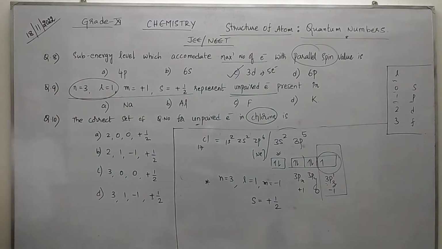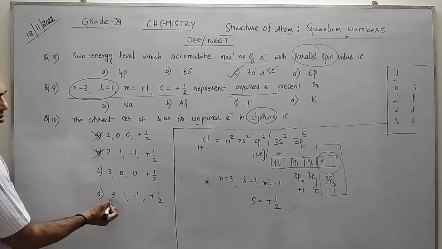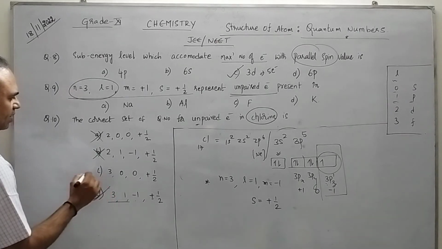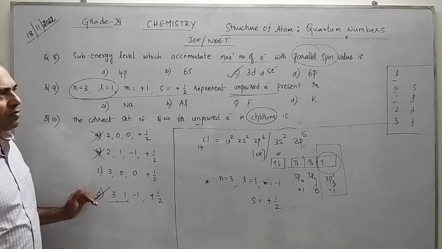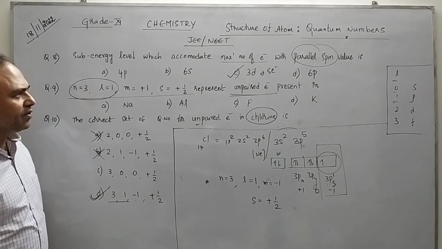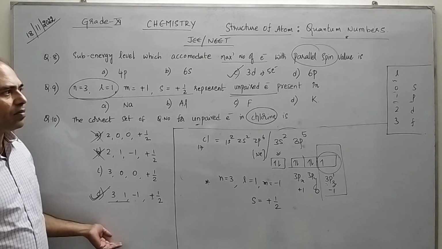Let us see. So we have 3 in these cases. These two are wrong. So 3 and 1, minus 1 and plus half. So the answer is D. So in this way, by knowing the quantum numbers and the formulae of l, m and n, we can solve numericals based on quantum numbers. Hope you are able to understand.